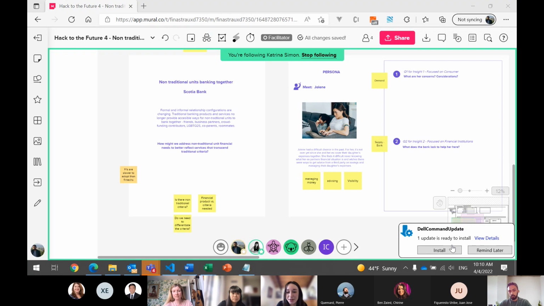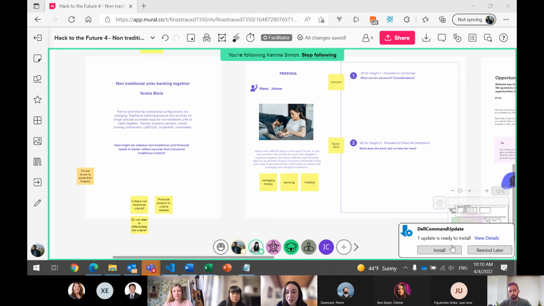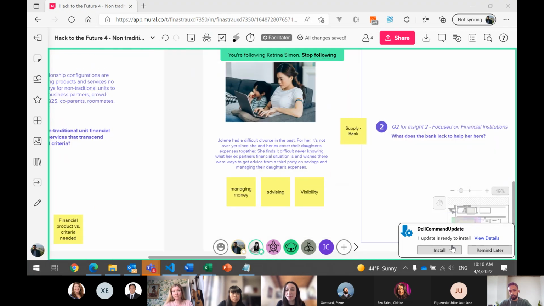So we took your second use case, of someone who had a difficult divorce in the past. It's not over for her because they're trying to cover their expenses together for their daughter, and it's hard to know what her ex-partner's financial situation is, and she wishes she could get advice from a third party on savings and managing their daughter's expenses. So this managing money side of it, advising, visibility, even though they aren't together anymore, this co-parenting world.